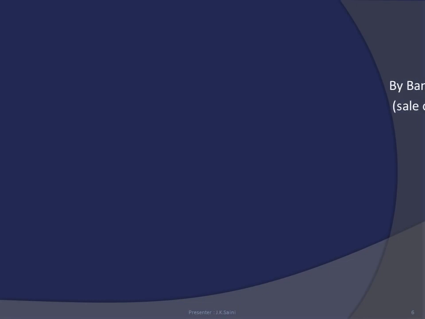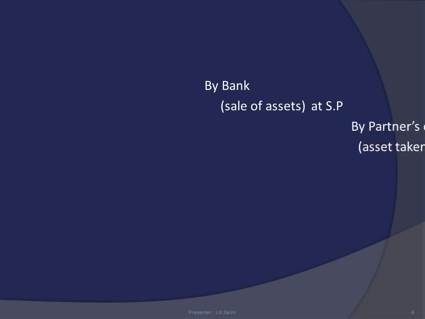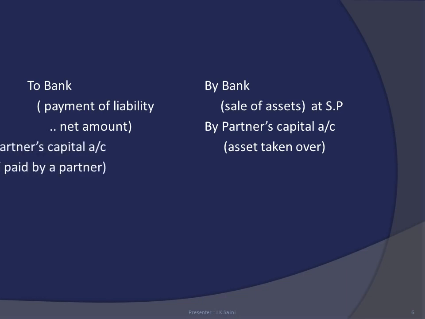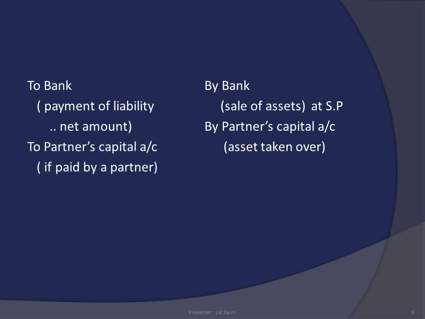Now, after closing assets and liabilities, we proceed to dispose of the assets. When an asset is sold, bank account debit, realization account credit, and if an asset is taken over, partner's capital account debit. Now the liabilities are paid. Payment of liabilities, the net amount paid is recorded, realization account debit, bank credit, and if it is paid by a partner, realization expenses.